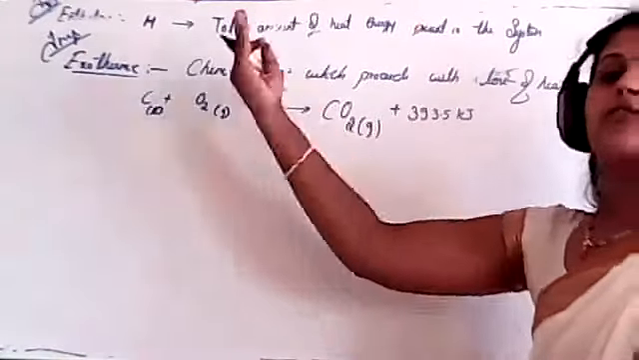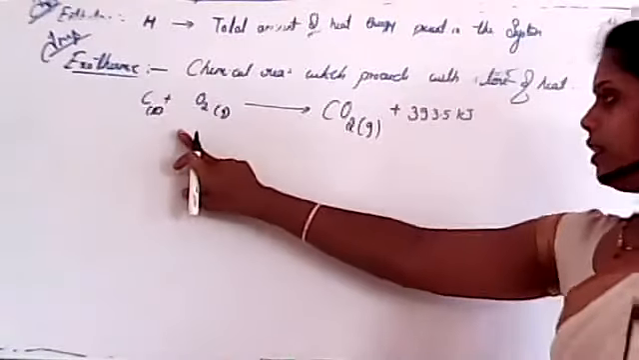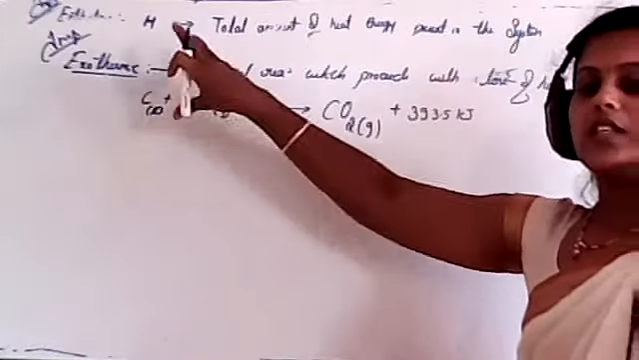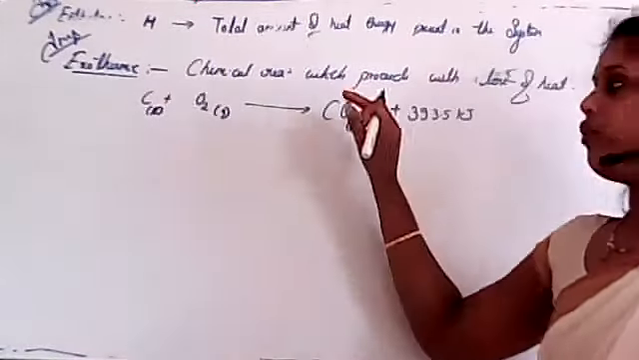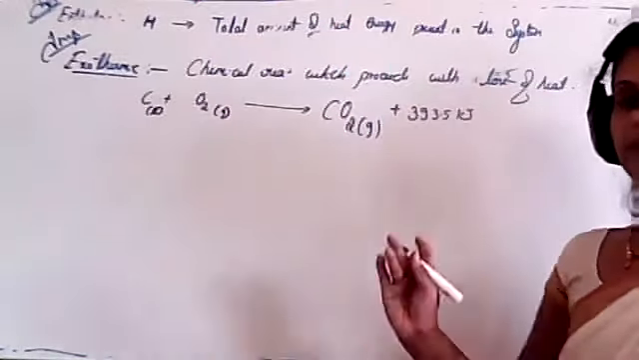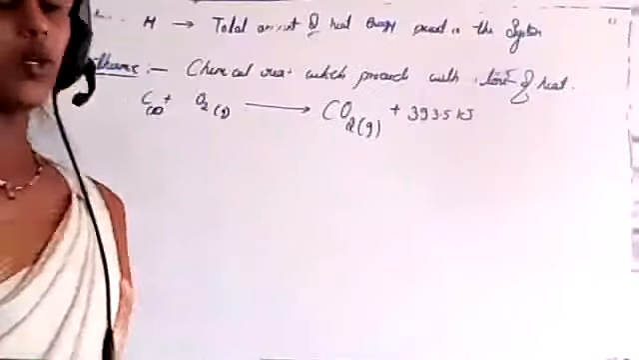See, heat is evolved. That means in the products you got heat also, isn't it? Carbon and oxygen are the reactants, which react together and form carbon dioxide with the evolution of heat. That means heat is lost. Yes, that is also an exothermic reaction.